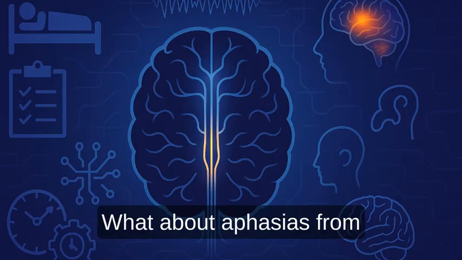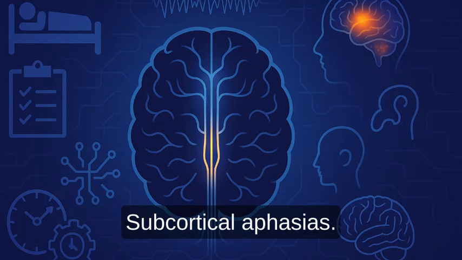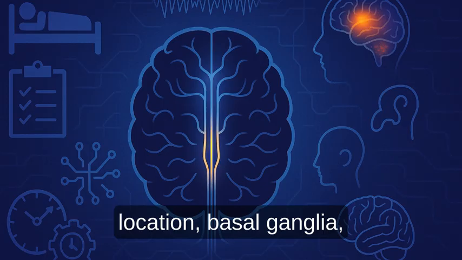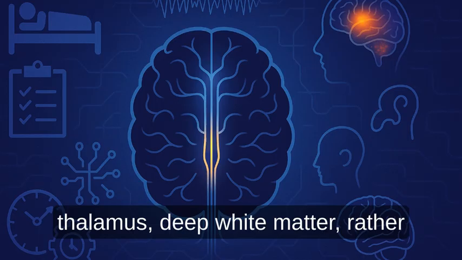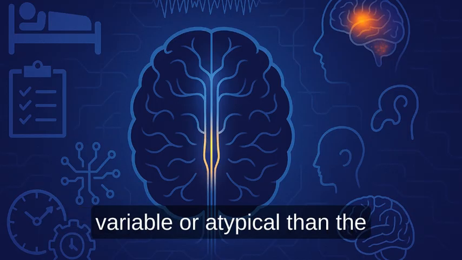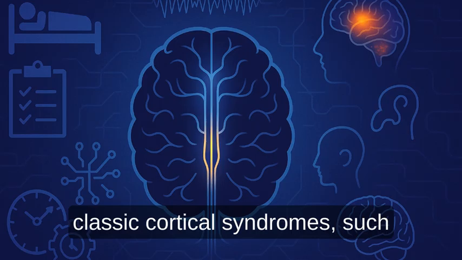What about aphasias from damage below the cortex? Subcortical aphasias. Right. These are defined by the lesion location, basal ganglia, thalamus, deep white matter, rather than just the language pattern. The patterns can be a bit more variable or atypical than the classic cortical syndromes. Such as?